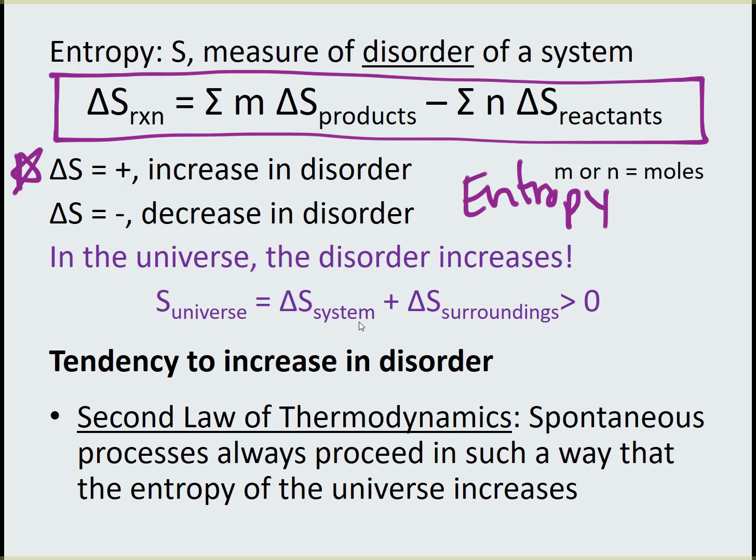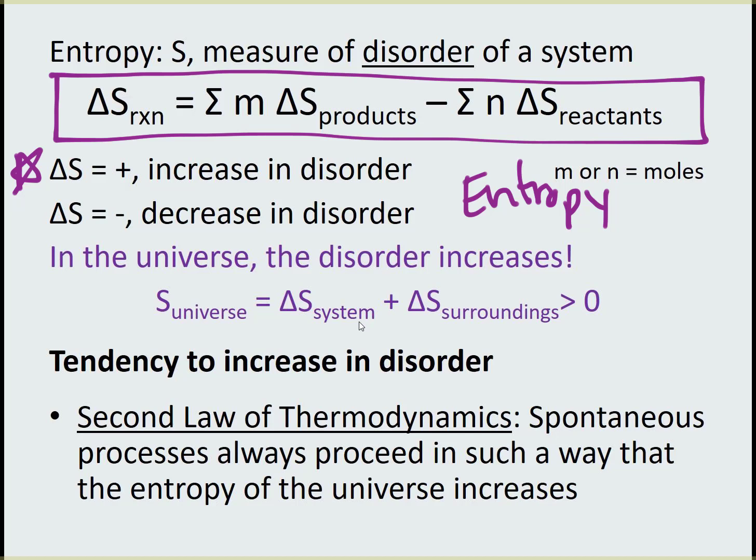If we have a negative value, that's a decrease in disorder. So I know it's kind of a double negative. So you're really increasing the order, but to keep consistent, delta S is disorder. So we have a decrease or a negative disorder. In the universe, the disorder increases. So it is continually getting more and more disorganized.